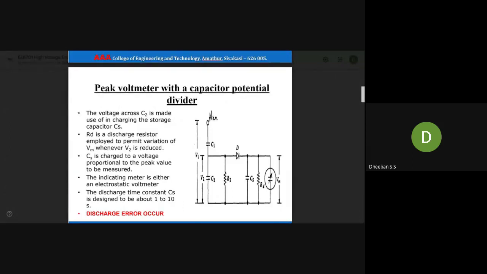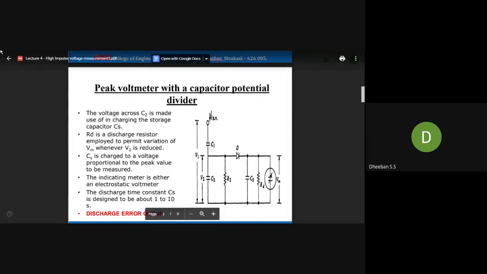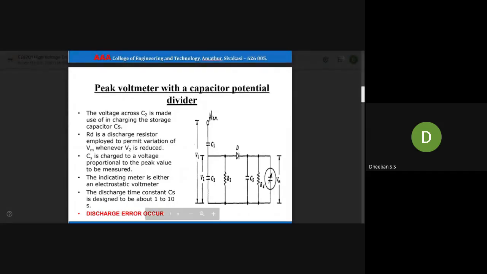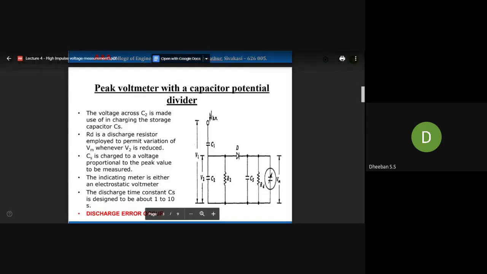The first thing is based upon the peak voltmeter with the capacitor potential divider. Here, it is more or less the same as the voltage divider technique. In the voltage divider technique, you make use of resistors connected in series. But over here, instead of a resistor, we will be replacing it with a capacitor. That is the main difference. Here you can see two capacitors are connected, and there is also a resistor. This resistor is mainly used for protection purposes.